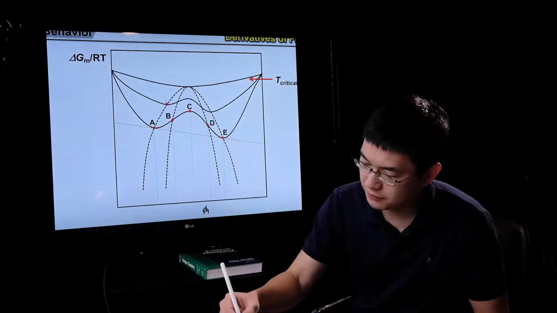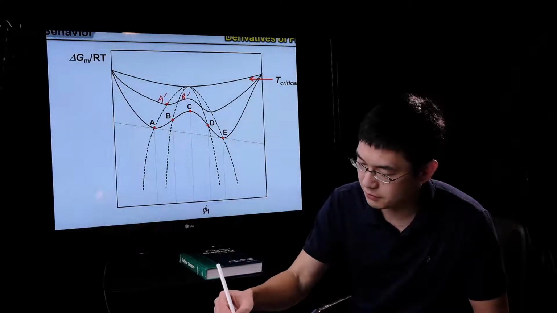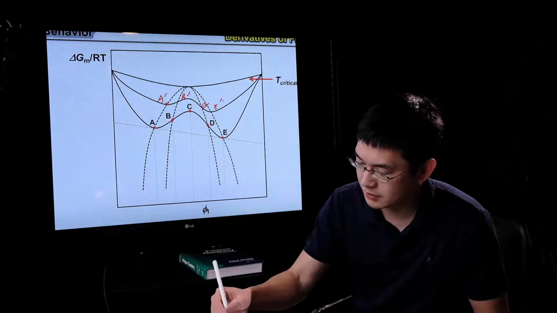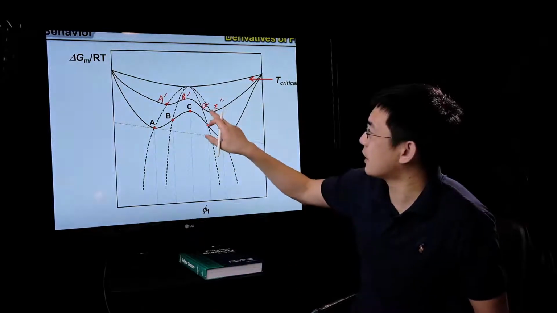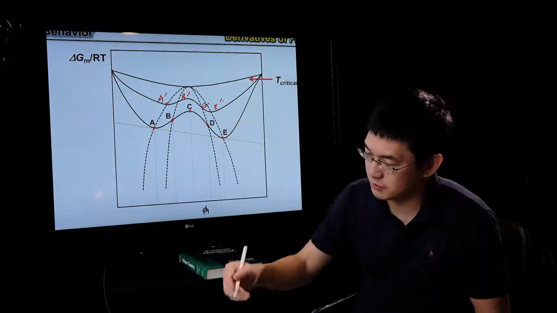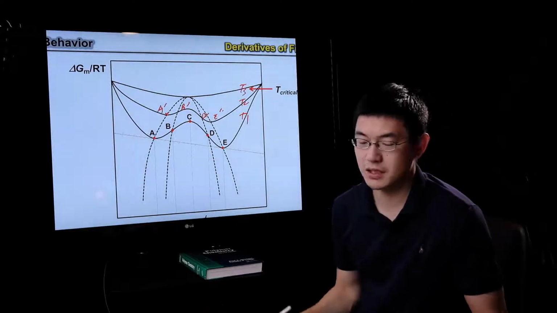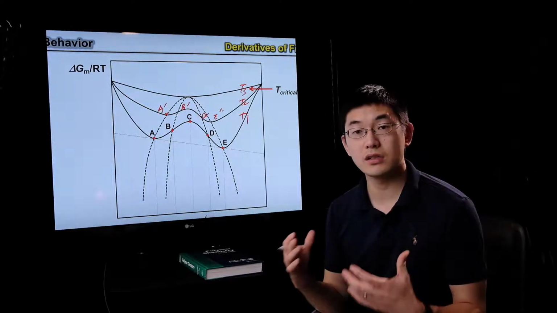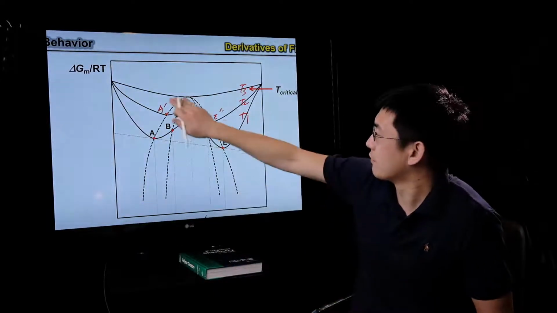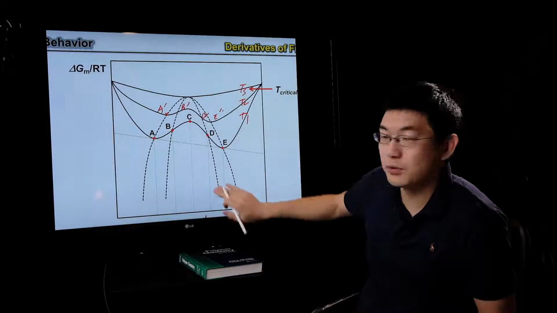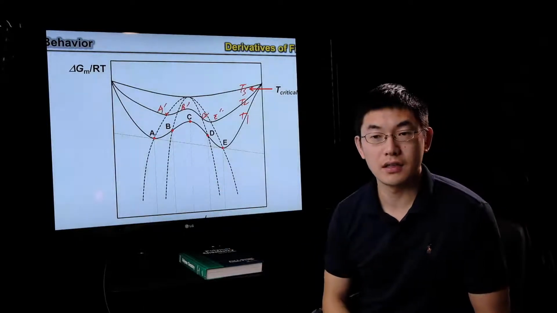At each G curve, you would get a new binodal point, and we can call them A prime, B prime, D prime, and E prime. So these are going to be new binodal points at this particular temperature. We can just call them T1, T2, T3, 3 different temperatures. If you do hundreds of different temperatures, then you can obtain this very smooth line for the phase diagram.